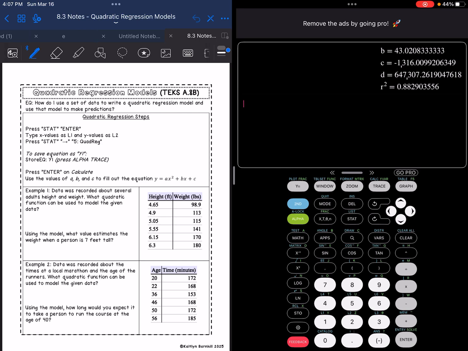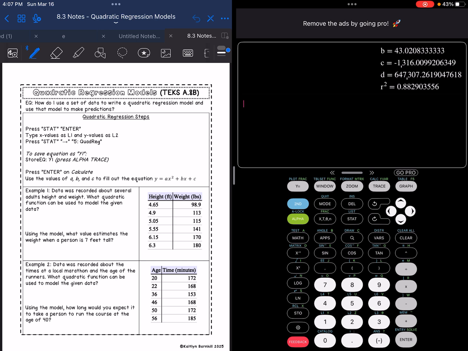All right, in this lesson, we're going to look at how we can write and use quadratic regression models. Another cool thing about this is once you know these steps, if you are given a graph and it asks you to write the quadratic equation, as long as you can pick 3 points off of the graph, you can use these steps to write the equation for you.